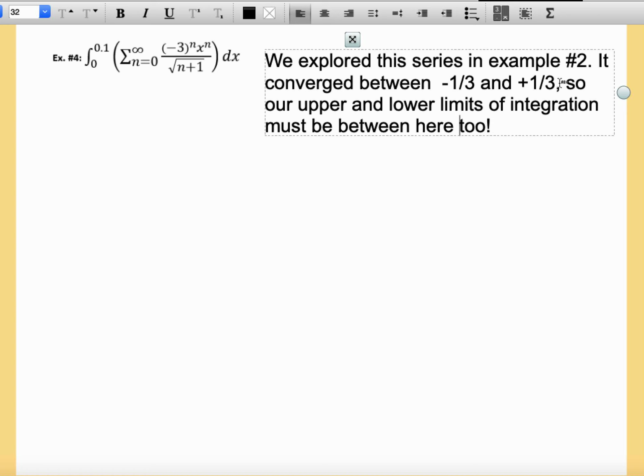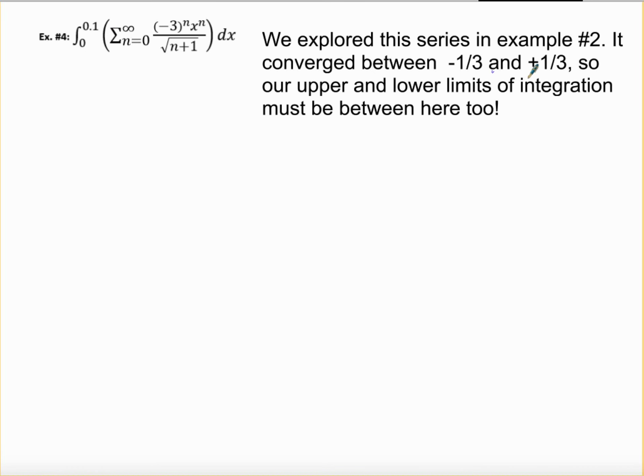Okay, so are they? Absolutely. Our lower limit of integration here is at 0, and 0 is in between -1/3 and +1/3. And our upper limit of integration is at 1/10, and 1/10 is in between -1/3 and +1/3 as well. So just in the setup right here, we definitely can do this because our upper and lower limits of integration are on the interval of convergence. If not, we wouldn't be able to calculate it and we'd be done.